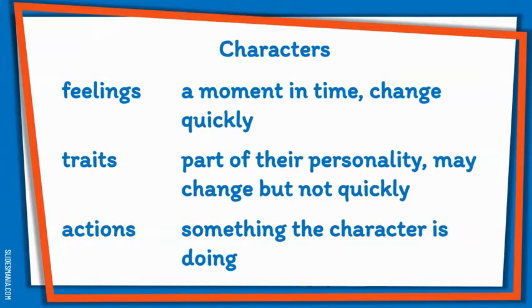Reminder, when we are talking about character feelings, feelings happen during a moment or event and often change quickly. Sad, mad, happy, and tired are some examples of feelings. Traits are used to describe a character's personality over time. Sometimes a character's personality may change from the beginning to end of a story, but this does not happen very quickly. Some examples of traits are hardworking, responsible, and kind.